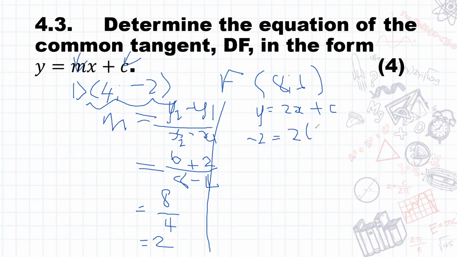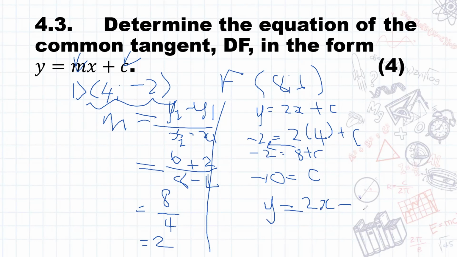Okay, so 2 times 4 plus c gives us minus 2 is equal to 8 plus c. Bring the 8 to the other side, and it becomes minus 10 is equal to c. And now they've asked for it in the form y is equal to mx plus c. So we're going to say y is equal to 2x minus 10. So that's actually the final equation.